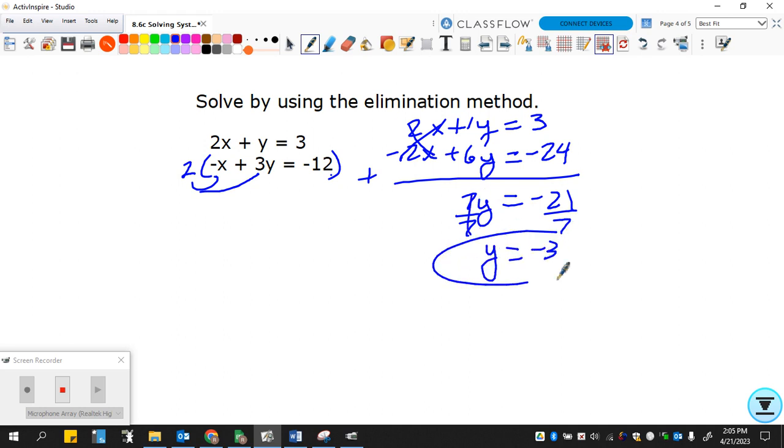All right, substitute it in. I'm going to substitute it in the top one. Seems like I do that all the time. You don't have to substitute it in for the top one. You could substitute it in for either one.